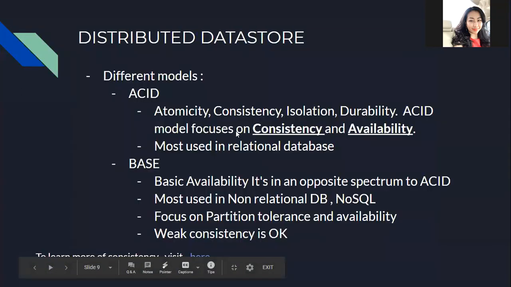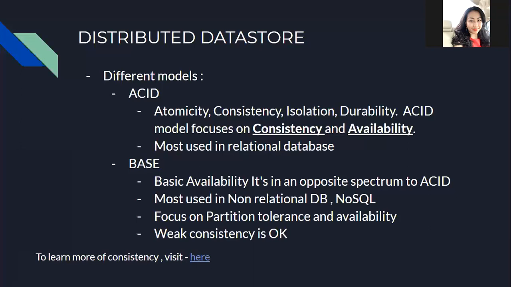So let's go to the next slide. Okay, so let's talk about distributed systems in the DATASTORE. As you know, there are relational and non-relational data stores. A relational data store is built around the ACID model. The ACID model consists of atomicity, consistency, isolation, and durability. The focus of relational databases is on consistency and availability, while BASE is normally used for non-relational databases and NoSQL, and it's the opposite end of the spectrum from ACID. It focuses on partition tolerance and availability, and consistency is okay.